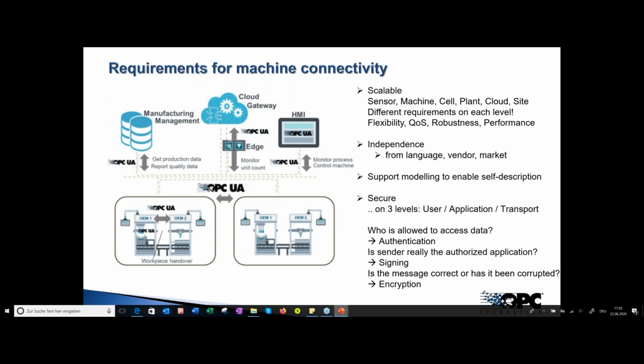It is important to not only move data from left to right, it's also important to support modeling, that somebody is able to say, I'm a robot or I'm a specific device. And of course, in a networked world, security on different layers is key. Without security, there is no value. And so you always have to make sure who is allowed to see information. Is the sender really the sender? And is the information also transported correctly?